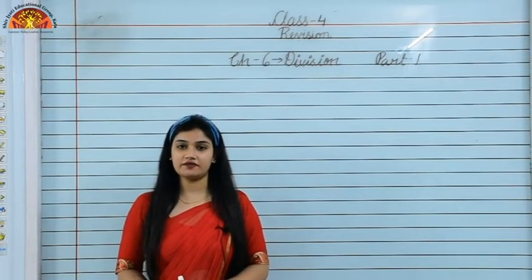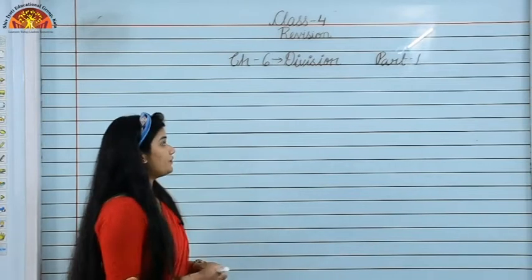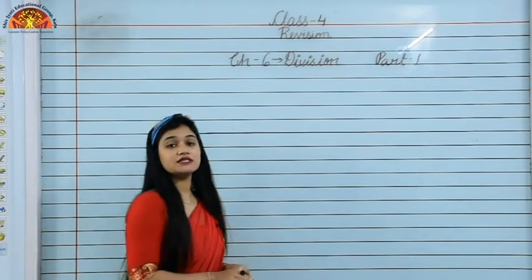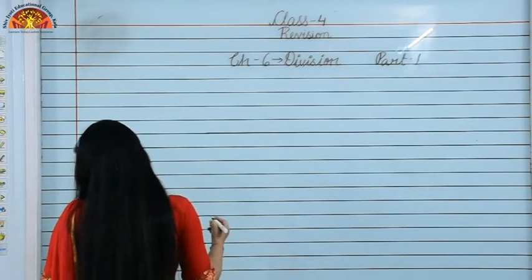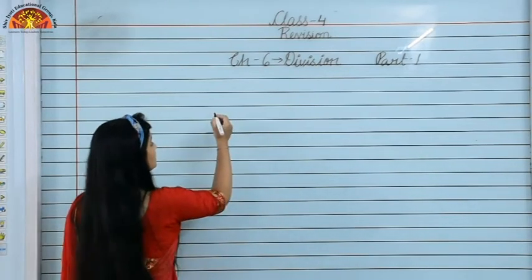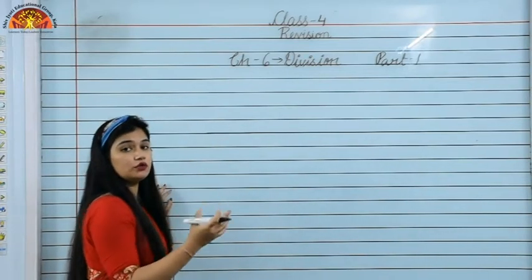Students, today we are having revision of chapter 6, that is division. So first of all, I would like to tell you what is the meaning of division. So students, open page number 73 and look here. Division means distributing equal quantities in equal groups.